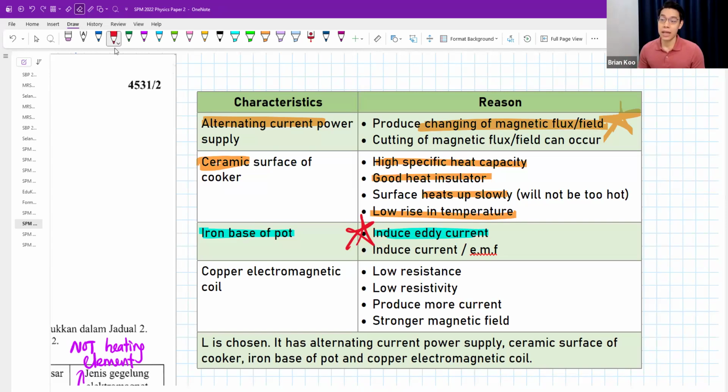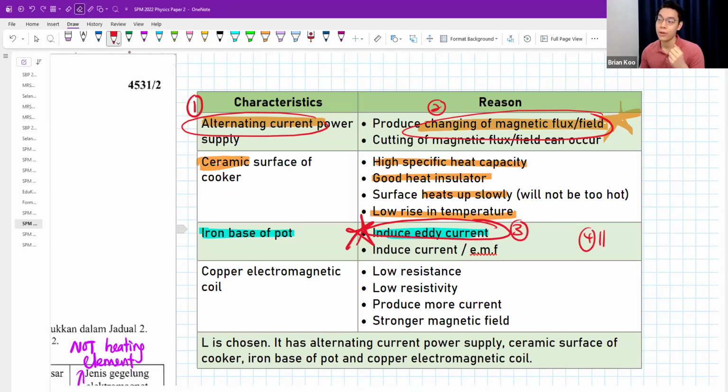Guys, you know, if they ask me to explain how induction cooker works in 4 marks, I will explain like this. First of all, I have AC. The AC will give me changing magnetic field, 2 marks. And then I will induce eddy current, 3 marks. The eddy current will produce, number 4, some heat. 1, 2, 3, 4 marks. That is how induction cooker works. Okay, I must apply AC. I will have changing magnetic field, and then I will induce eddy current at the bottom of the pot, and then I will produce heat at the bottom of the pot. That is how I cook.